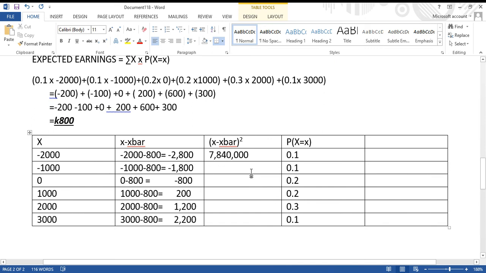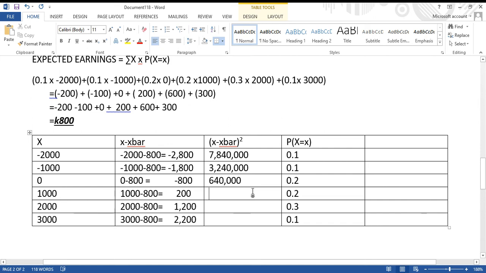Negative 1,800 squared is 3,240,000. Yes, 240,000. Okay. Negative 800 squared is 640,000.